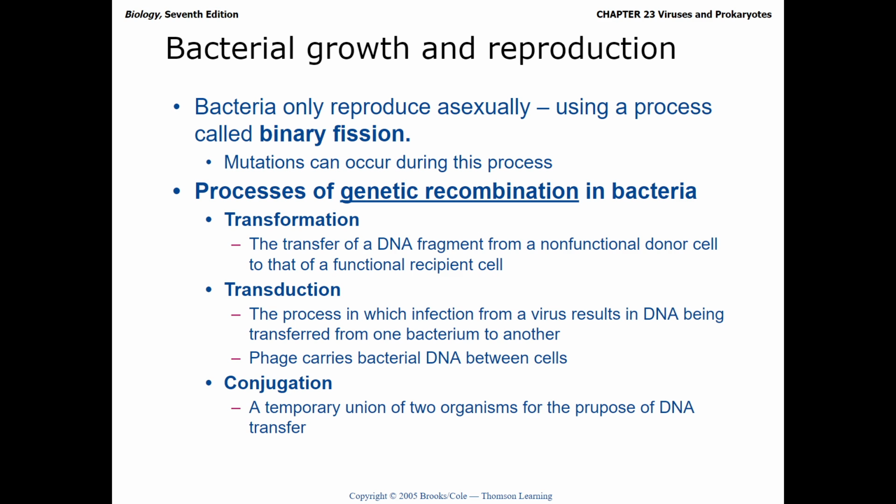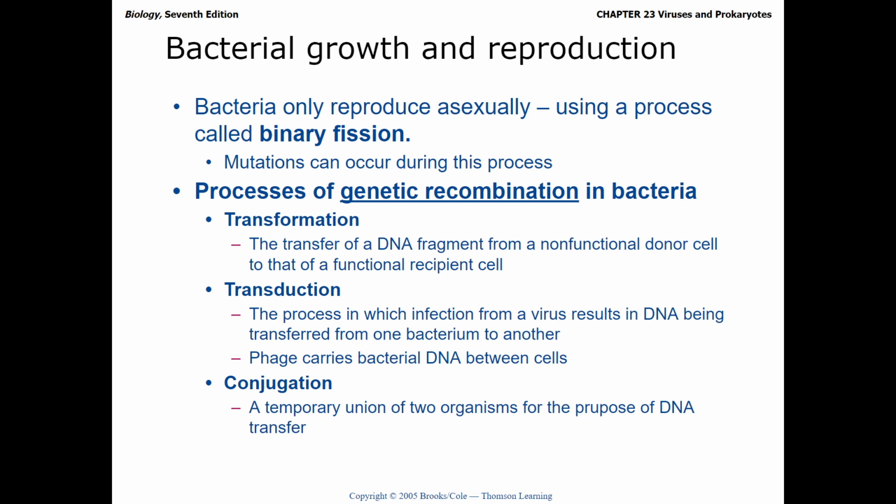But bacteria only reproduce asexually. They use a process called binary fission, similar to the mitosis of eukaryotic cells, but binary fission is a little simpler. Now, we also see with binary fission a higher amount of mutations. They can occur during this process just like they can in mitosis or even meiosis. There are plenty of processes of genetic recombination in bacteria that can also produce modifications of the DNA.